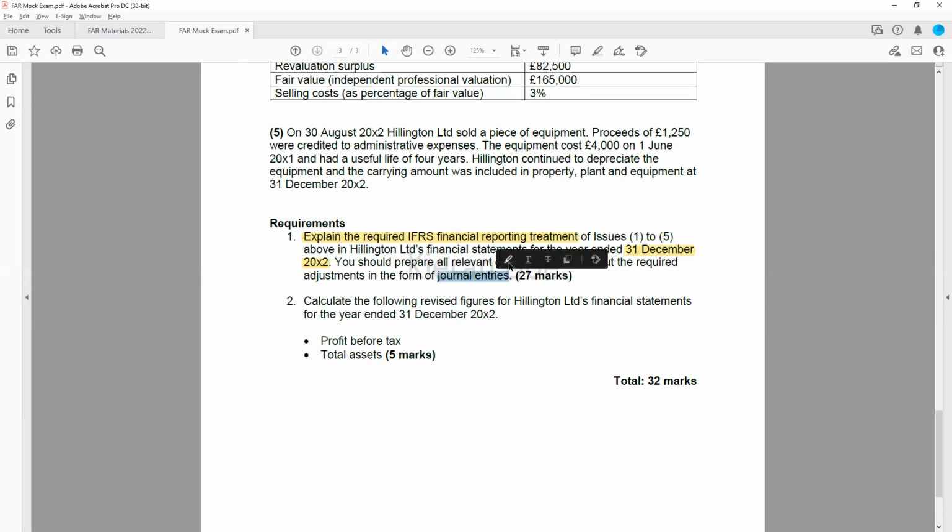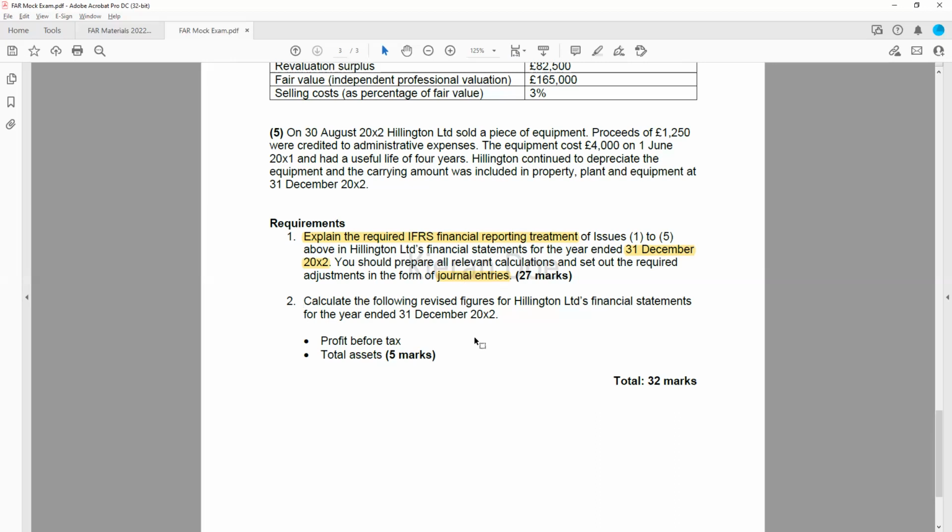So read the requirement very carefully, because not all questions ask you to set out the journal entries. You don't want to waste time setting out the journal entries when you don't need to. And perhaps more importantly, you don't want to forget doing the journal entries when the examiner has specifically asked you to do it. So again, it's really important to read the requirement very carefully, because you'll be able to identify everything you need to do. Reading the question is very important.